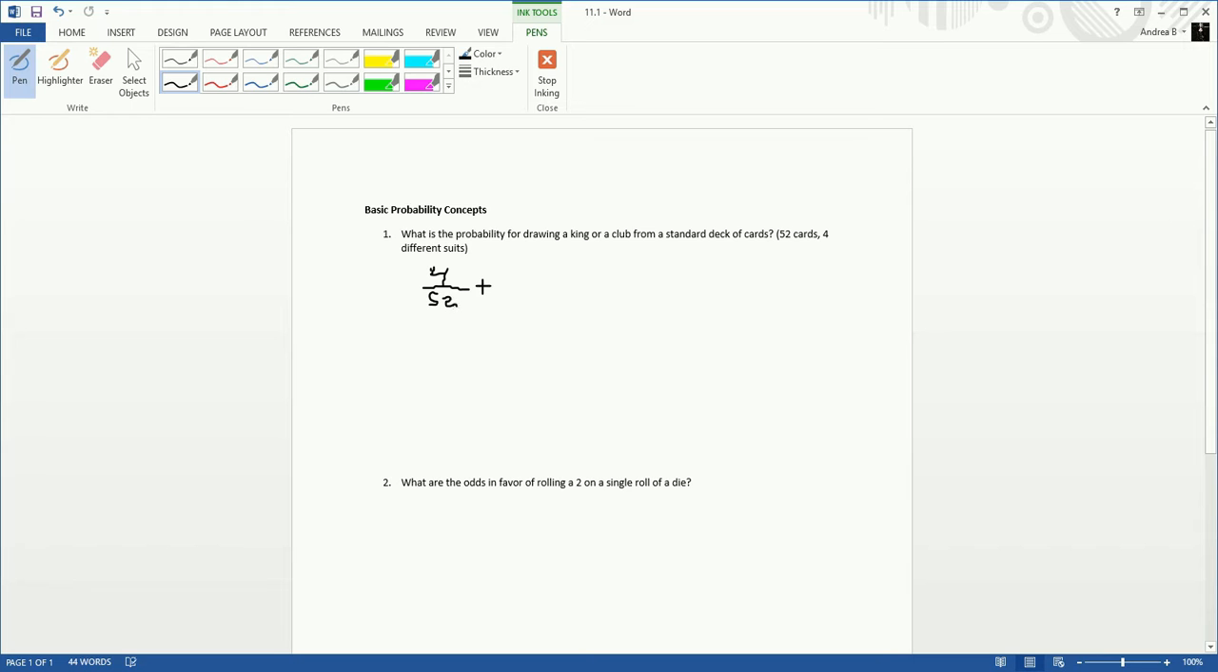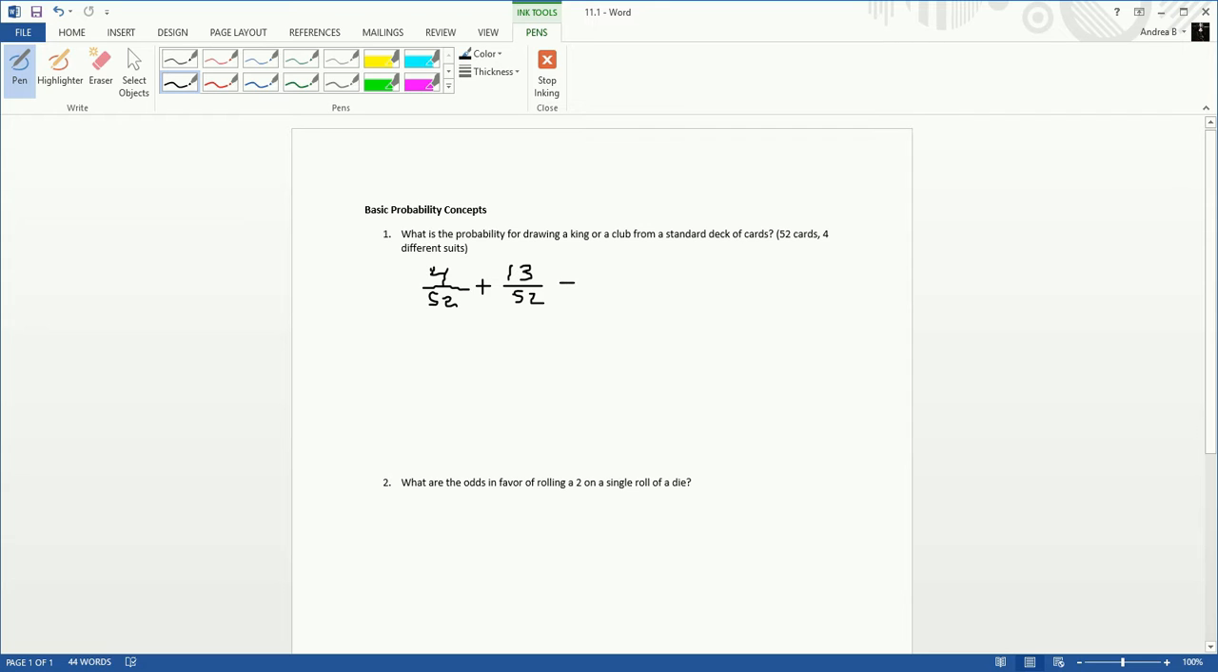Plus, this is using the addition rule that we went over before in chapter 10. The number of clubs would be 13, since 52 divided by 4 gives you 13. So there's 13 of each suit. Clubs is one of the suits.